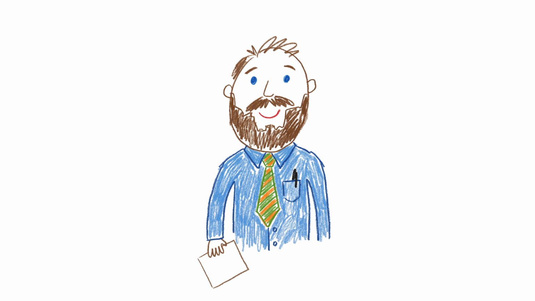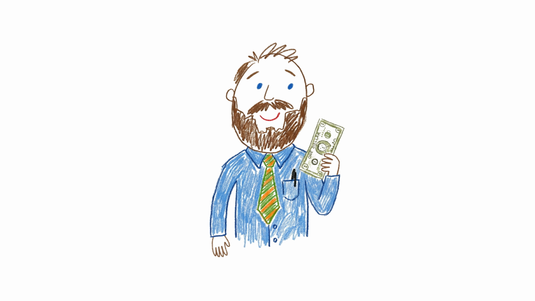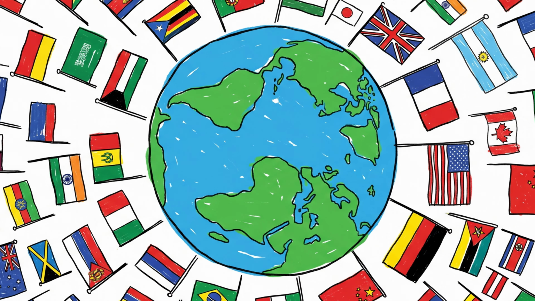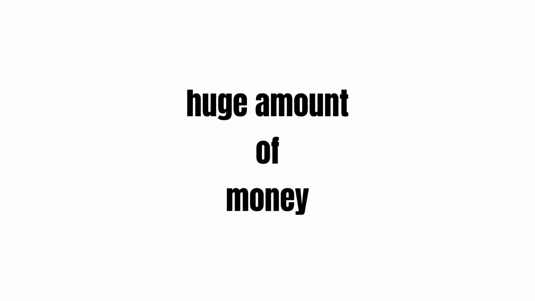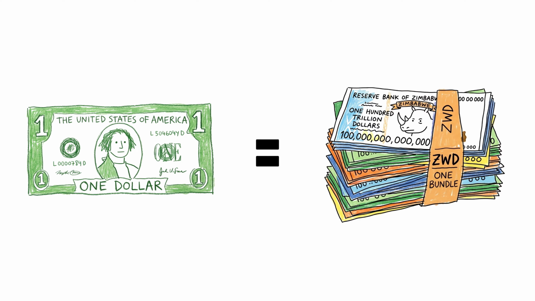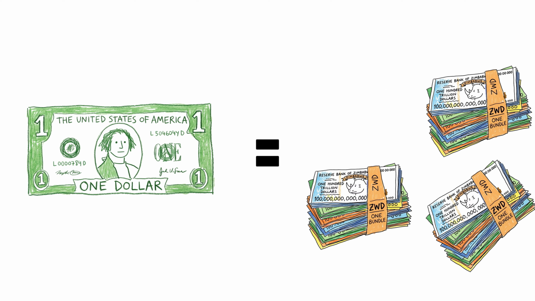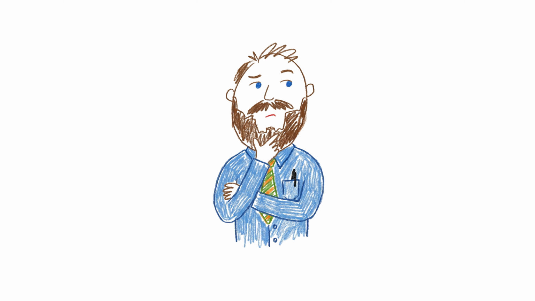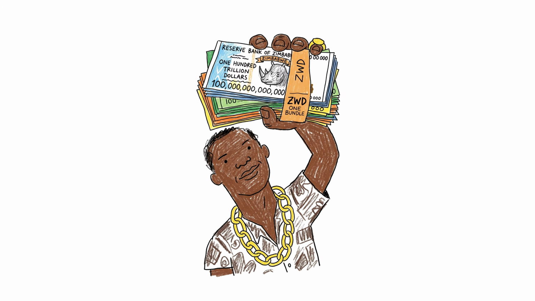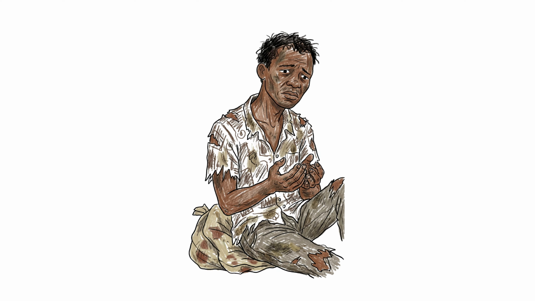Have you ever wondered why $1 seems kind of normal, but when you exchange it in another country, it can turn into a huge amount of money? For example, back then, $1 could be equal to millions or even billions of Zimbabwe dollars. How is that even possible? Does that mean Zimbabwe was extremely rich, or actually the opposite?